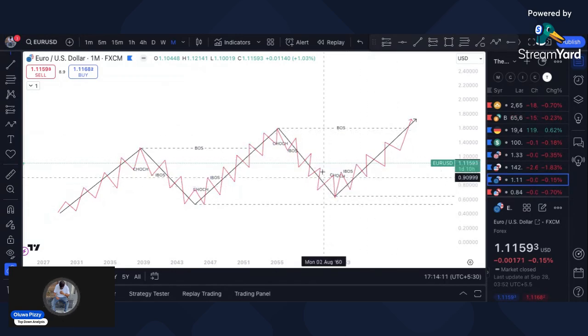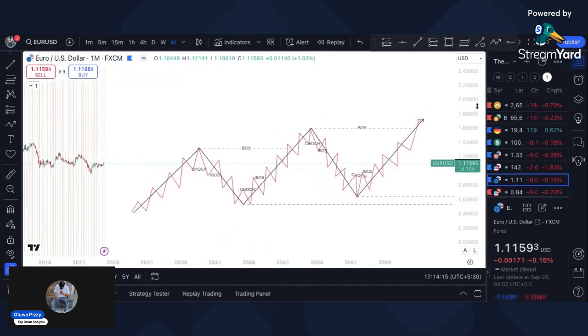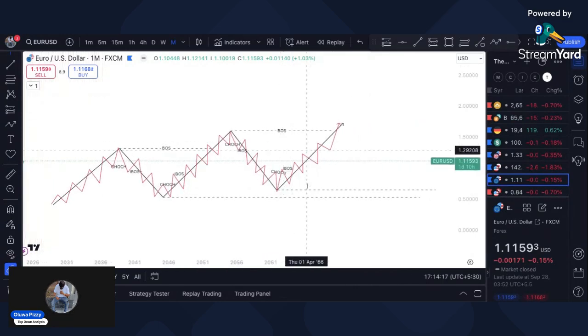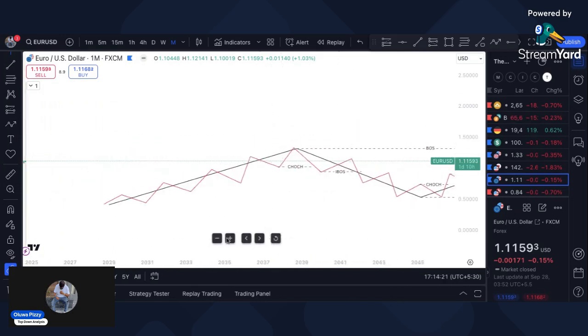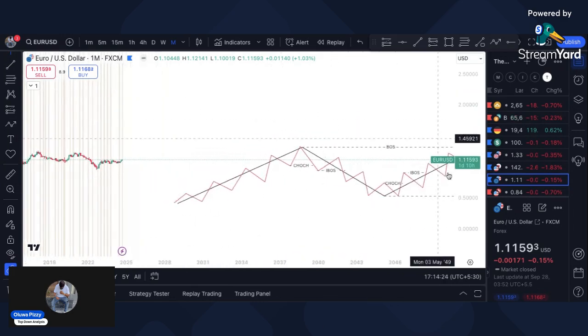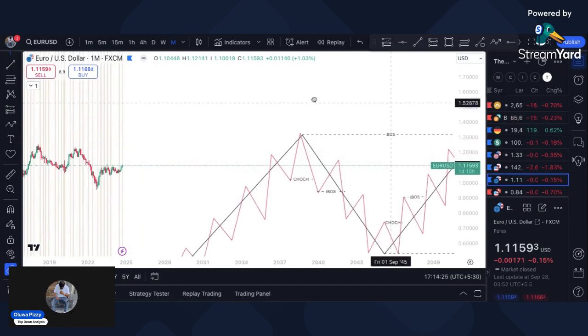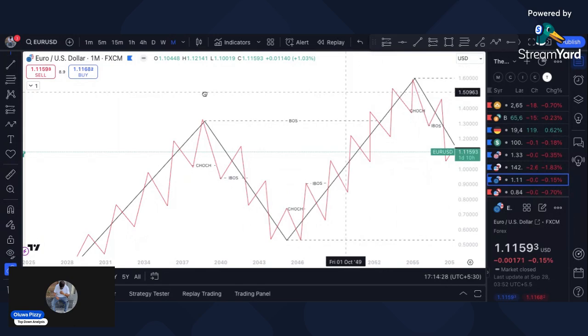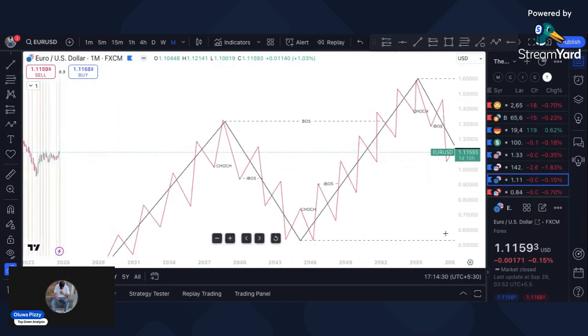So this is how I normally take my trade. Let me give a little bit of illustration as well for you to understand what I'm trying to say. So let's say, for instance, this is what we are seeing in the market.